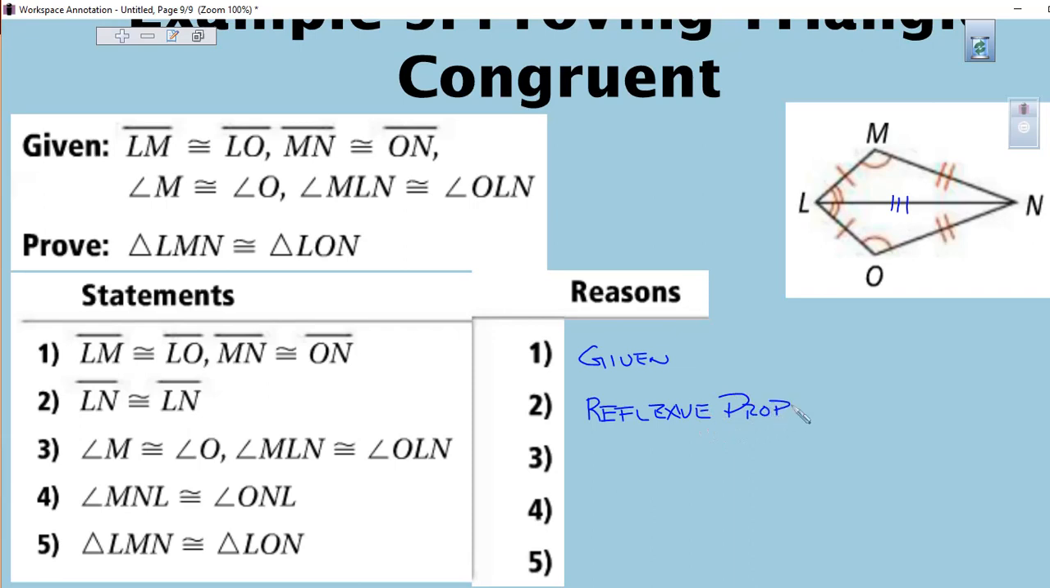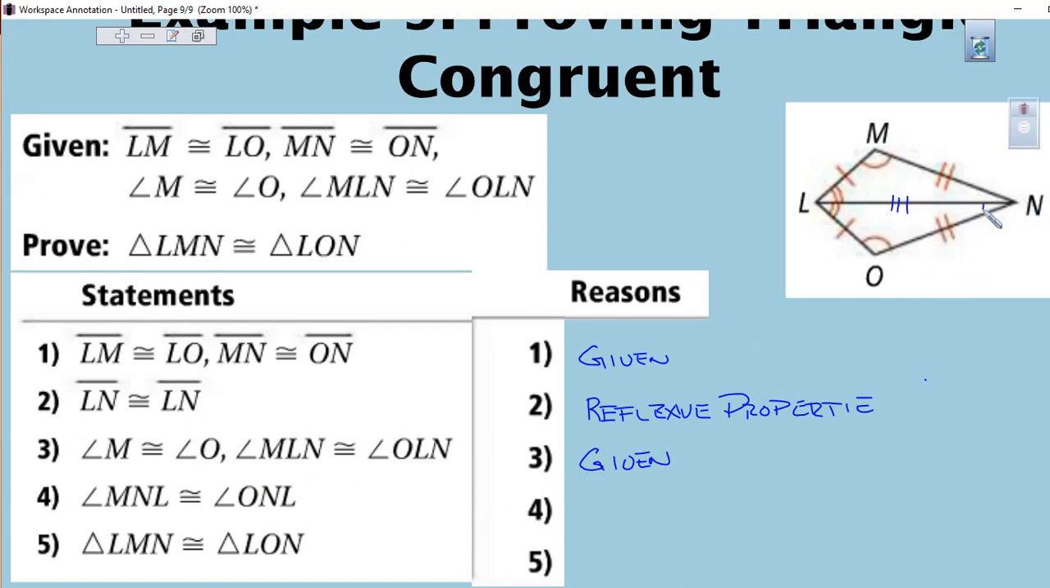If you remember back in chapter 2 when we went over the properties, this was one of those that was highlighted, the reflexive property. So we have 3 sides that are congruent. Now we look at angles. Angle M congruent to angle O. Angle MLN congruent to OLN. Well, if you look up here, that is given, so that is another given statement.